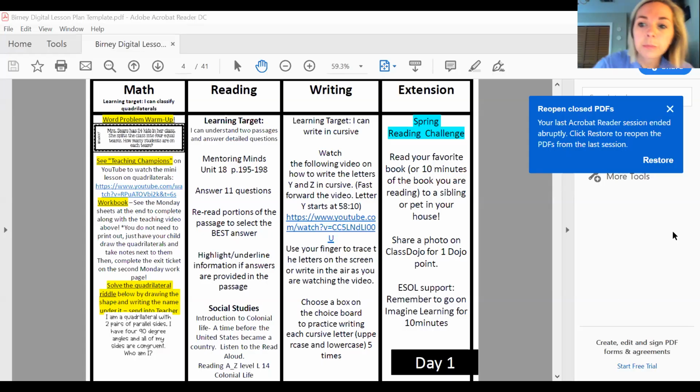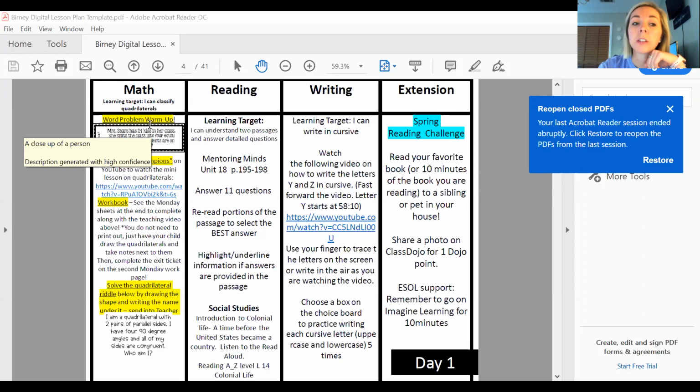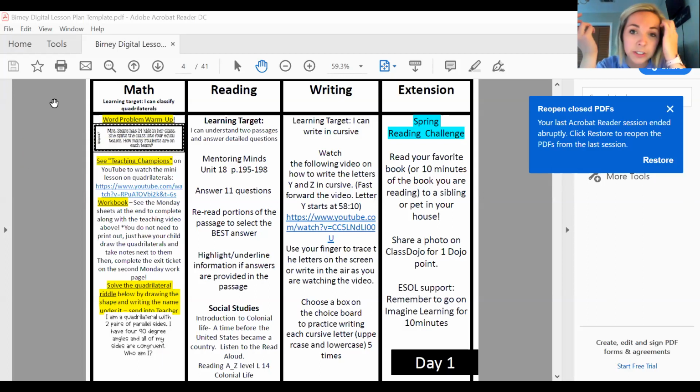So I'm going to stop my share on this one. So your lesson plans for today, you have a word problem warm-up, and as you know, the word problems are not based on quadrilaterals this week. They're more different types of word problems: multiplication, division, addition, subtraction. Any of the 4 operations could be used. It's up to you to solve them. So that's your little warm-up.